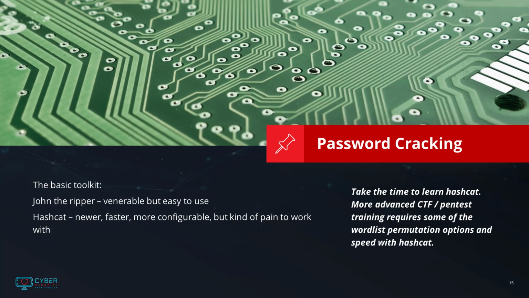If the attacker is able to steal password hashes through some other vector, they can then try to crack the hashes. John the Ripper is an older tool, but it's very easy to use. Hashcat is a little bit newer, it's a lot faster and more configurable, but it is kind of a pain to work with sometimes. A little bit of advice, if you're going to be doing more advanced CTF exercises or more advanced pen test training, some of the options that are available in Hashcat are necessary, so I would personally take the time to learn Hashcat.